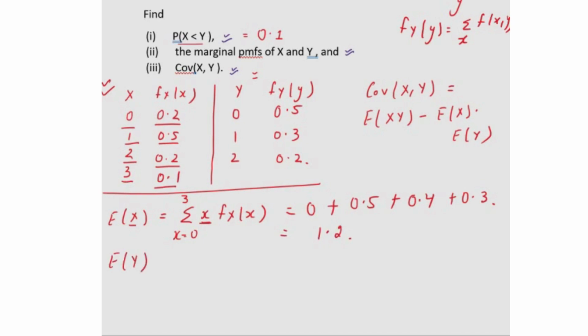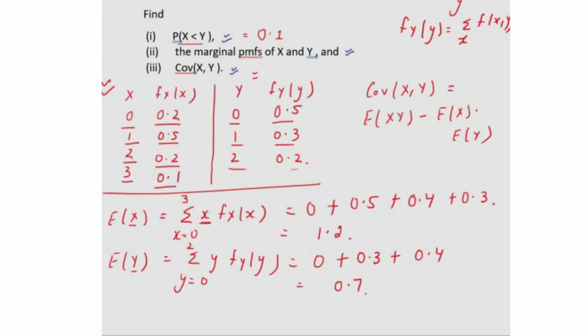Then expected value of y, this is summation, y is taking values 0 to 2, and the function is y. So this is f_Y at y. This equals 0 multiplied by 0.5, this is 0, plus 1 multiplied by 0.3, this is 0.3, plus 2 multiplied by 0.2, this is 0.4. So this is 0.7. Now coming to expected value of xy.